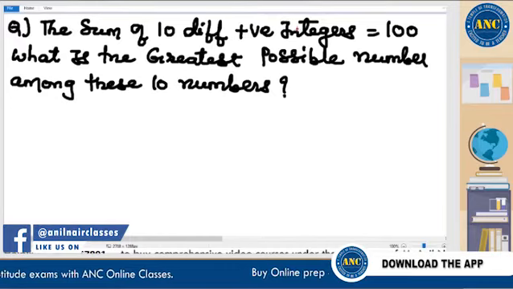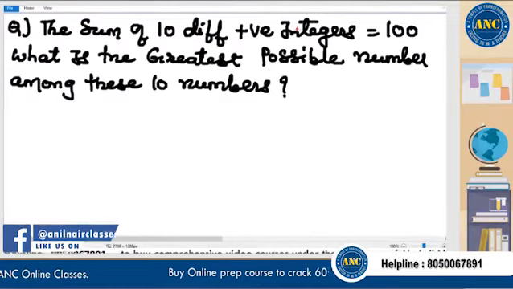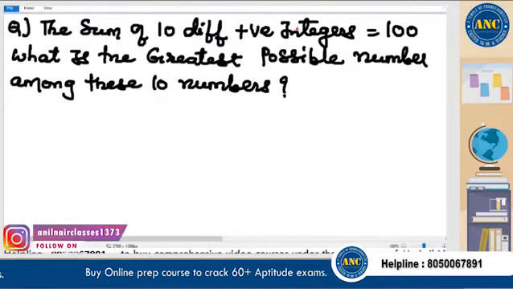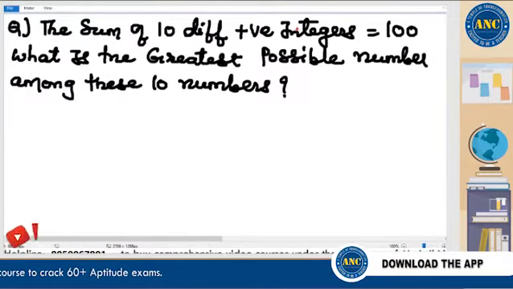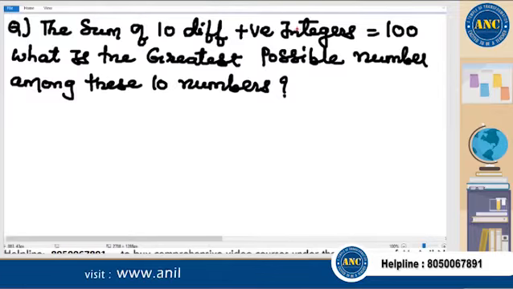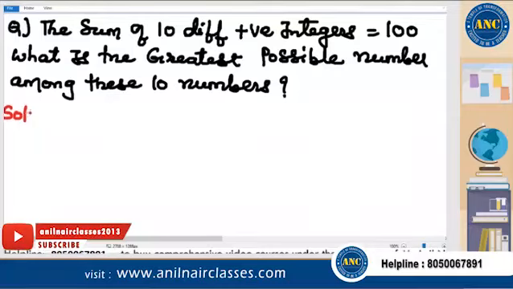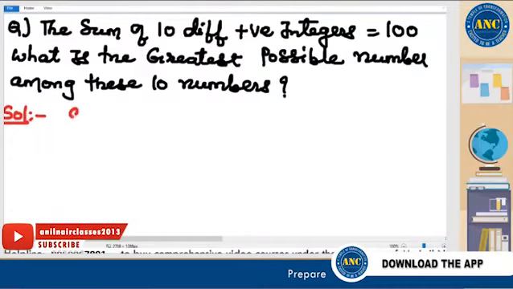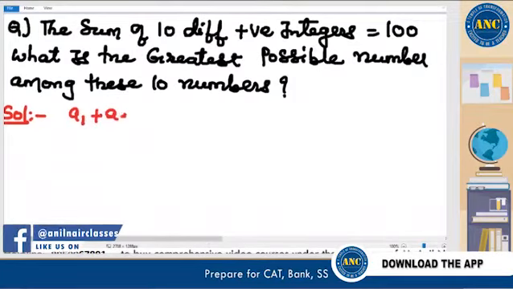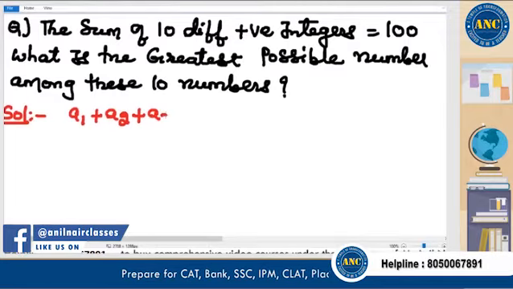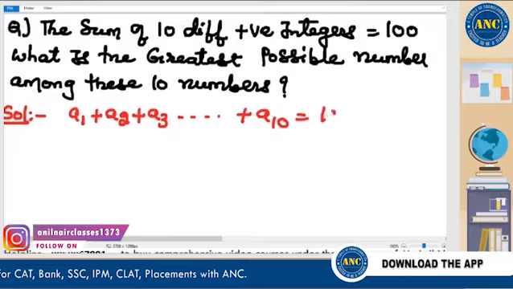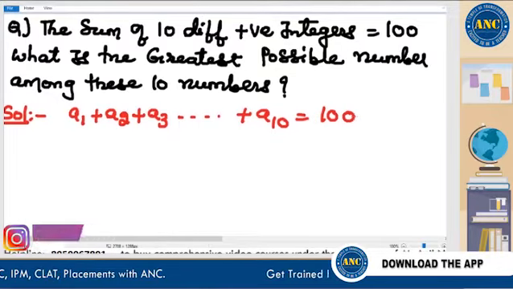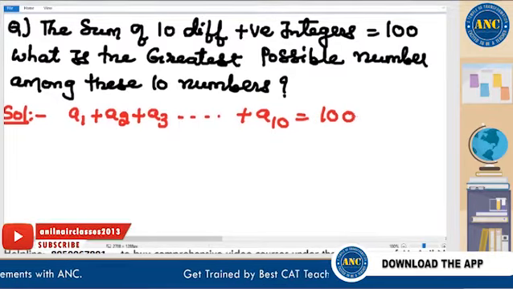Sum of 10 different positive integers is 100. What is the greatest possible number among these 10 numbers? Now see here. Sum of 10 different positive integers. So let the 10 different positive integers be A1, A2 till A10. It is given as 100. What is the greatest possible number?